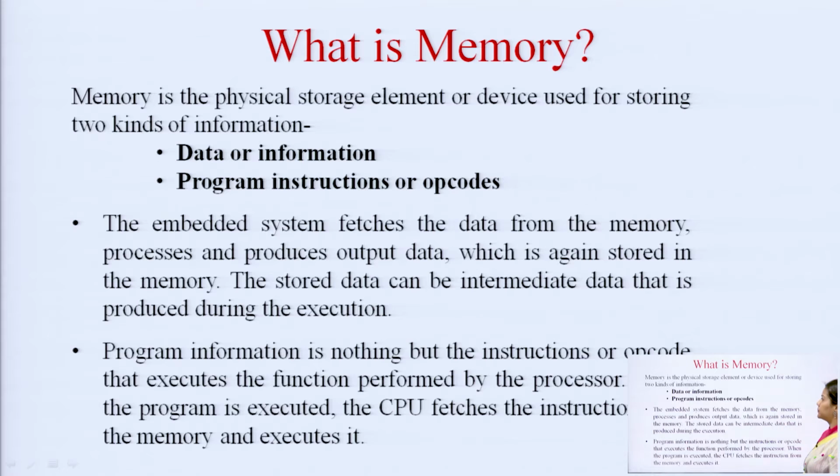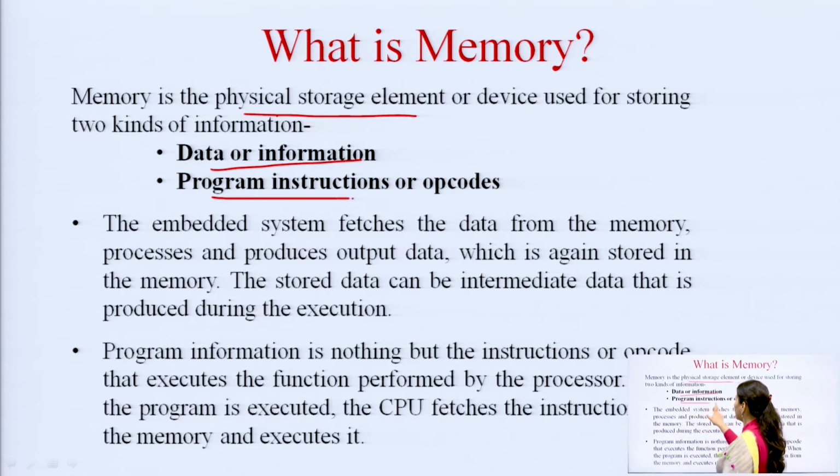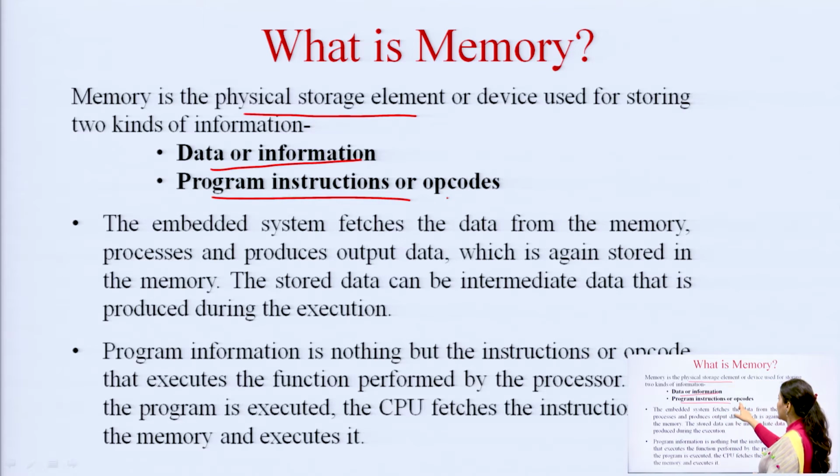What is memory? As we all know, memory is very important as a part of any embedded application. It is the physical storage element or device used for storing two kinds of information. What are those two kinds of information? First is the data or the information, and next is the program instructions, or we can say opcodes, that is, the operational codes.